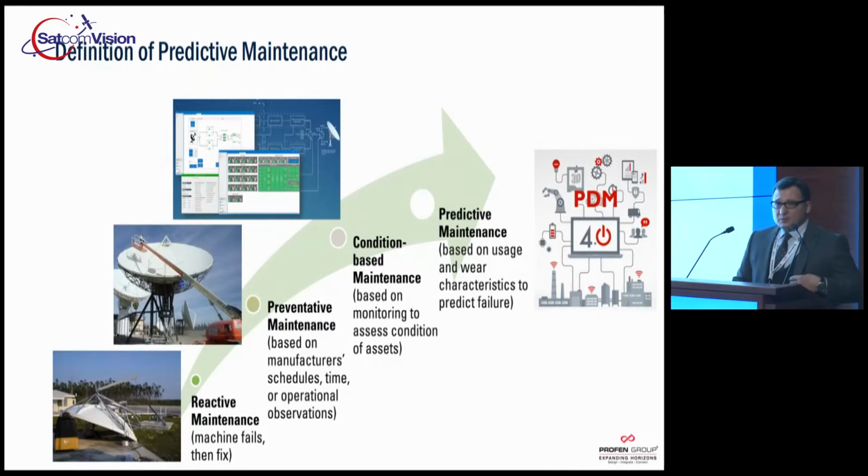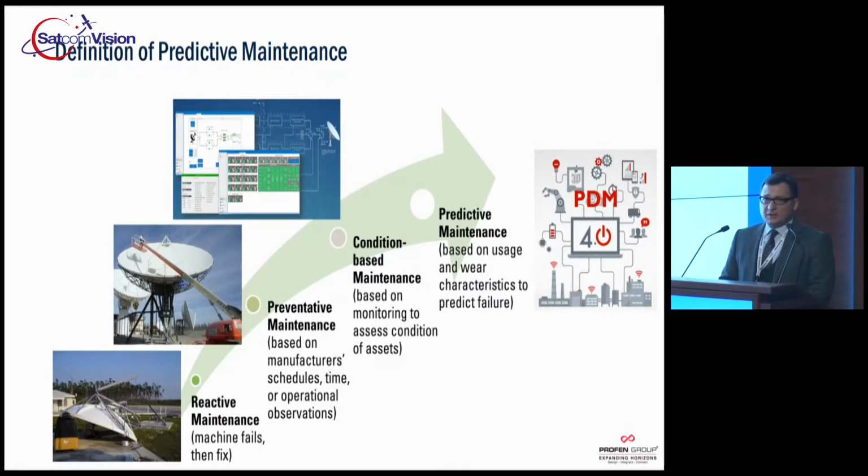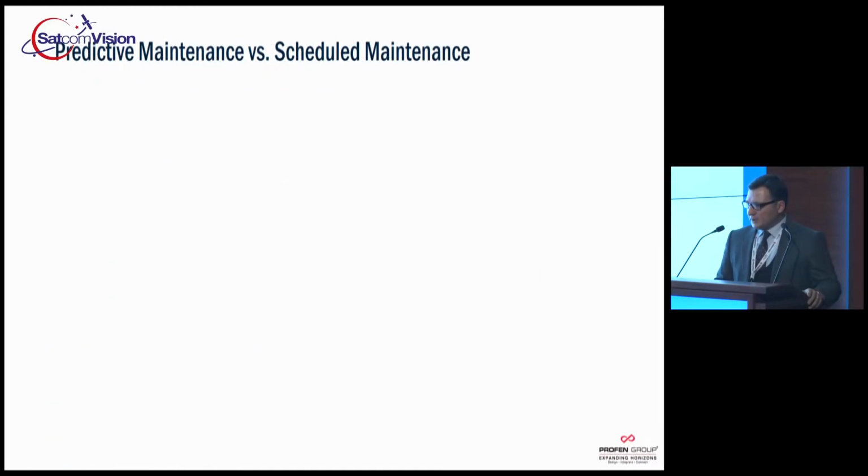Predictive maintenance came to life with Industry 4.0, and it's based on usage and wear characteristics to predict the failure of the system. Here we are trying to predict the near or mid future: how the system will behave, whether there will be any kind of equipment failure, and whether we can do anything about that failure. This is the definition of predictive maintenance. It has been on the market and in use for almost 15 to 20 years.